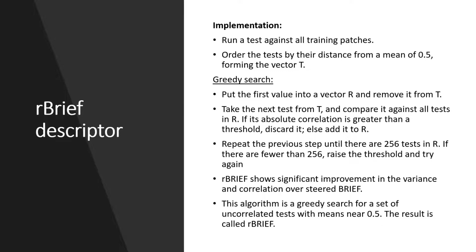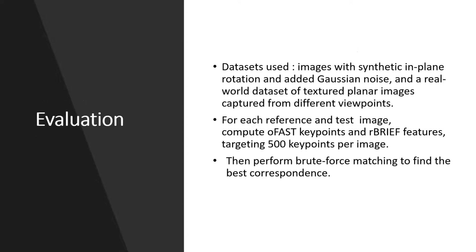So the overall implementation, in one word, filters out the training patches, keeping those which have a higher variance and a mean of 0.5. So this result is obtained by rBRIEF.